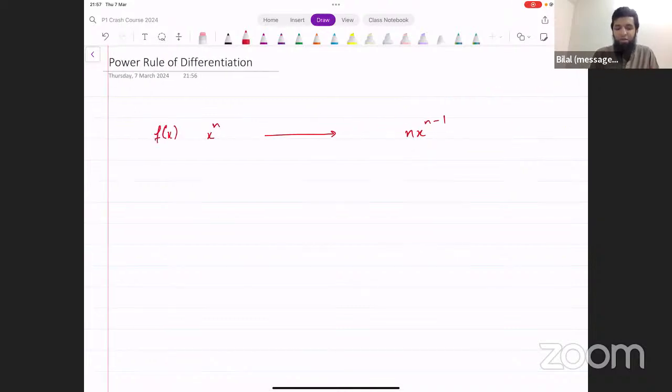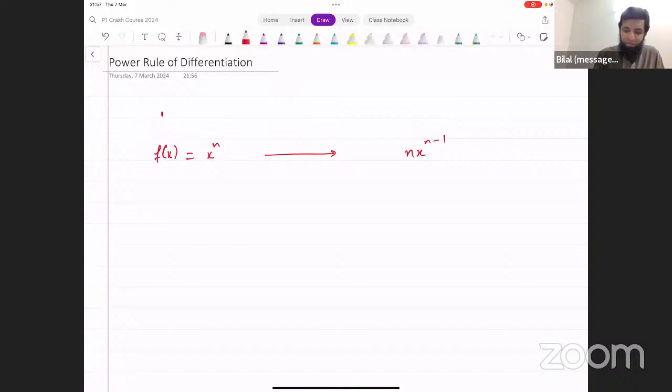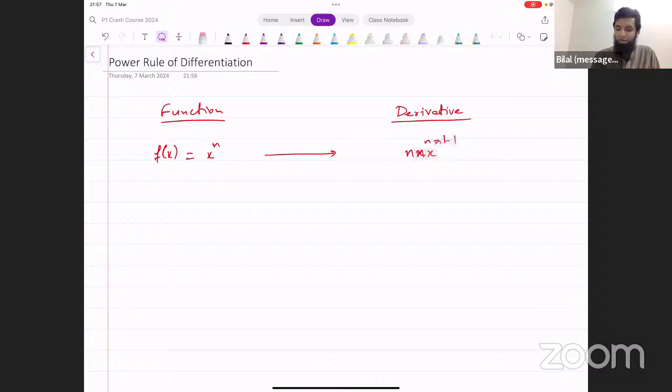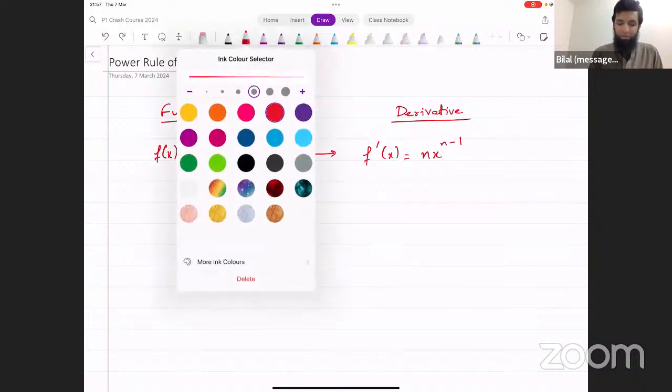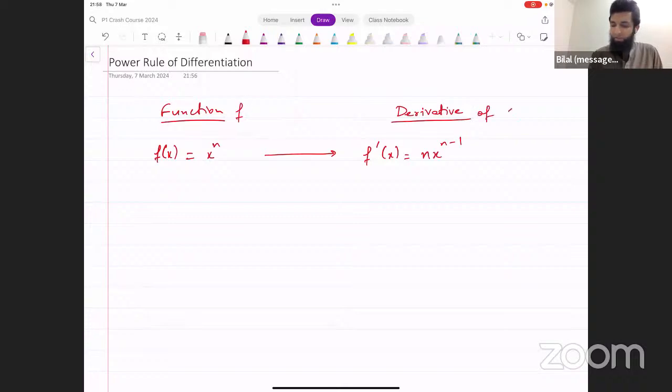So if you have f of x equal to x raised to power n, this is your original function. The derivative of that function in this notation is going to be denoted by f prime of x. So we have this dash on top. This represents the derivative of f. Okay, so let me write that here. This is function f, and this is the derivative of f. So function f is f of x, and the derivative of f is f dash of x or f prime of x. All right, so that's a notation that you need to be aware of.